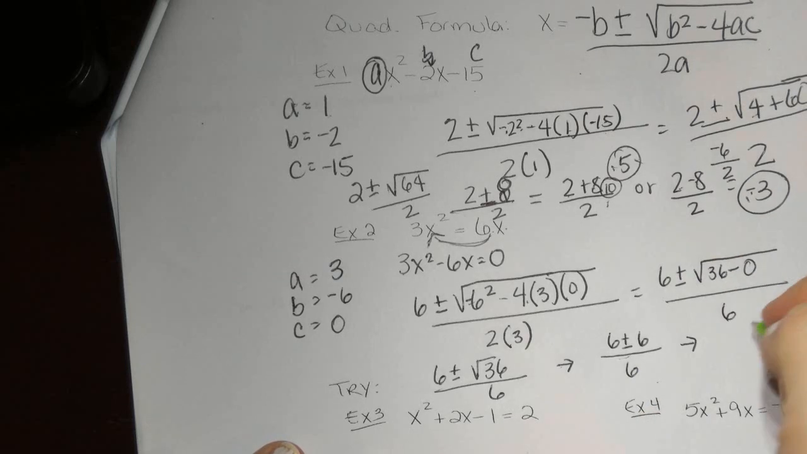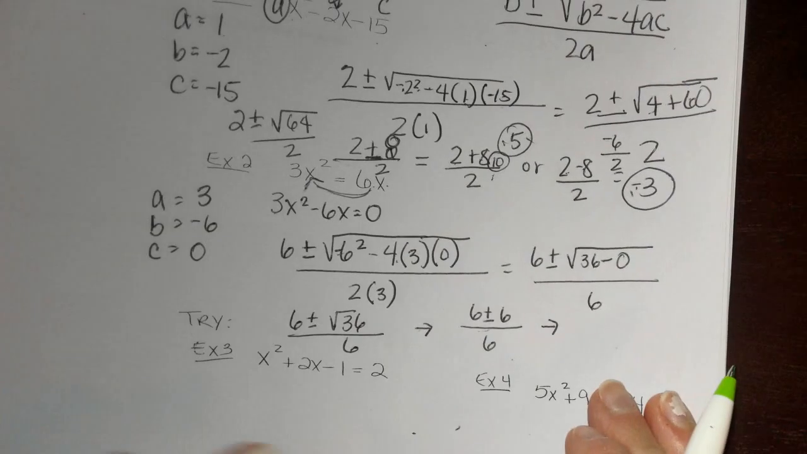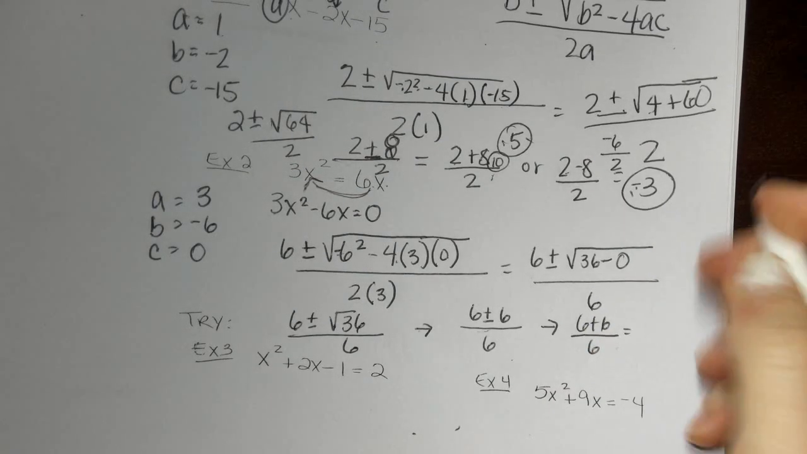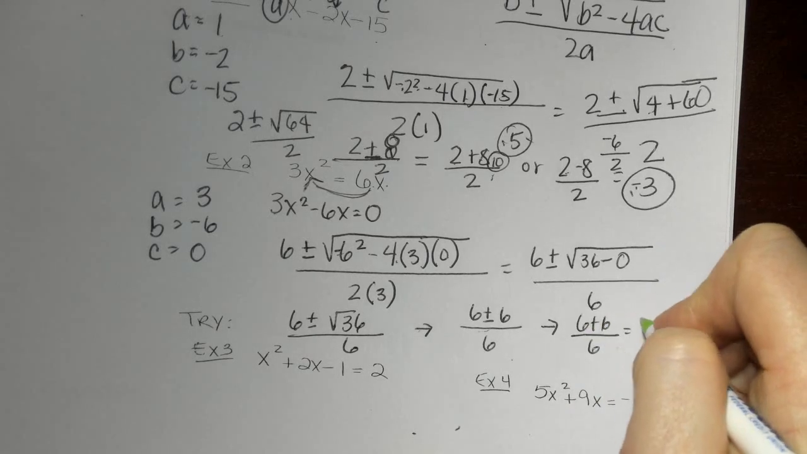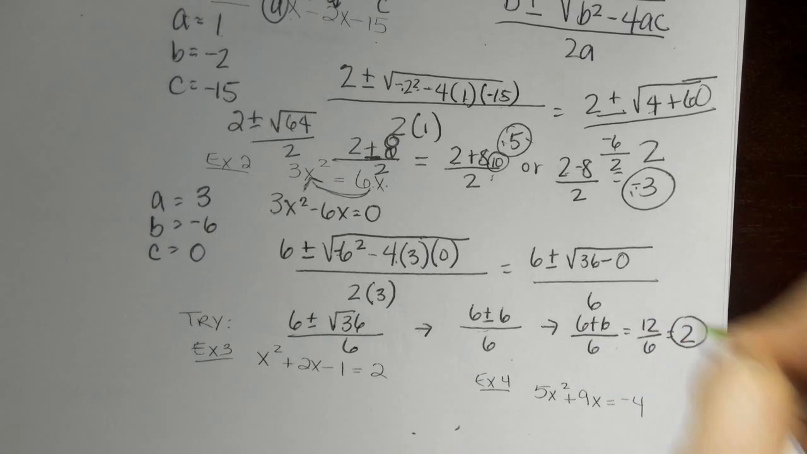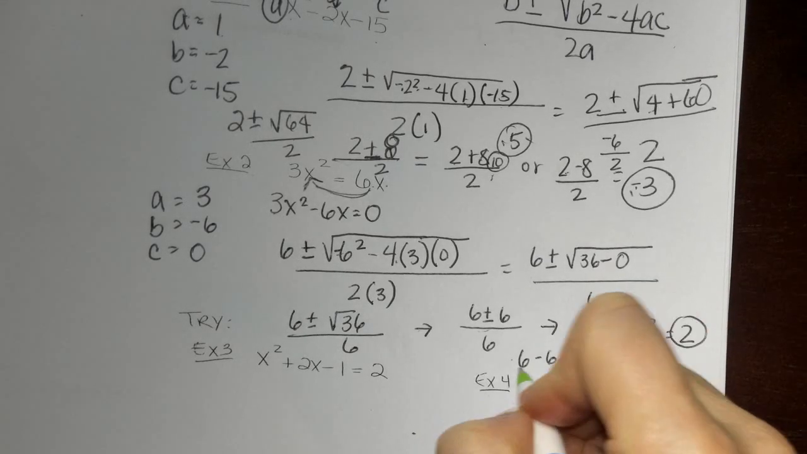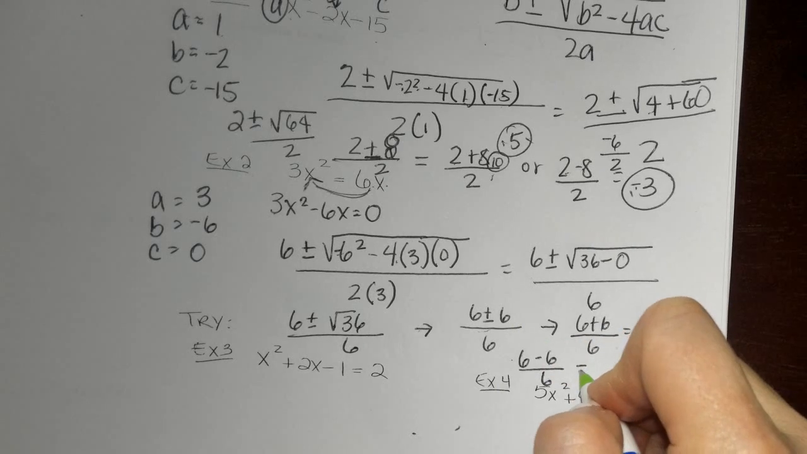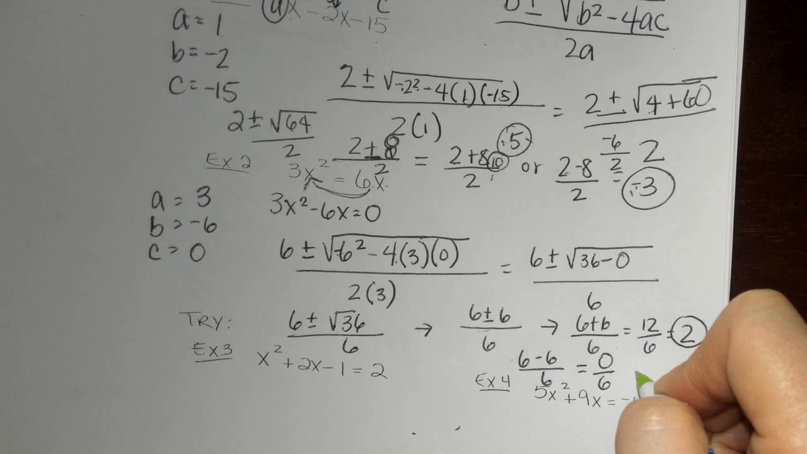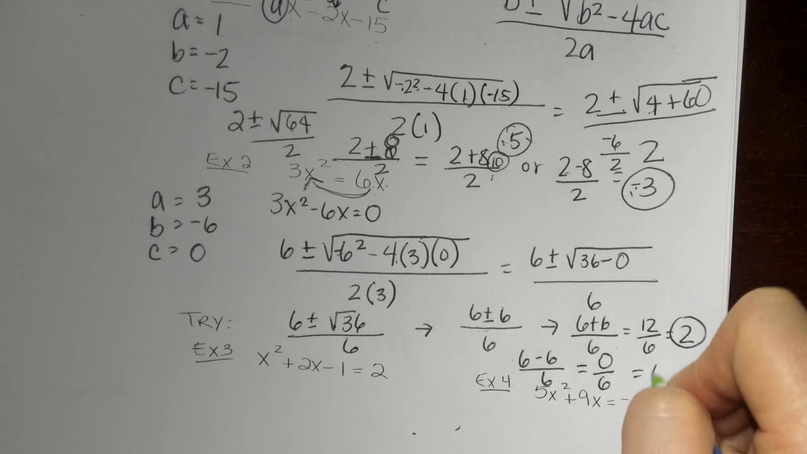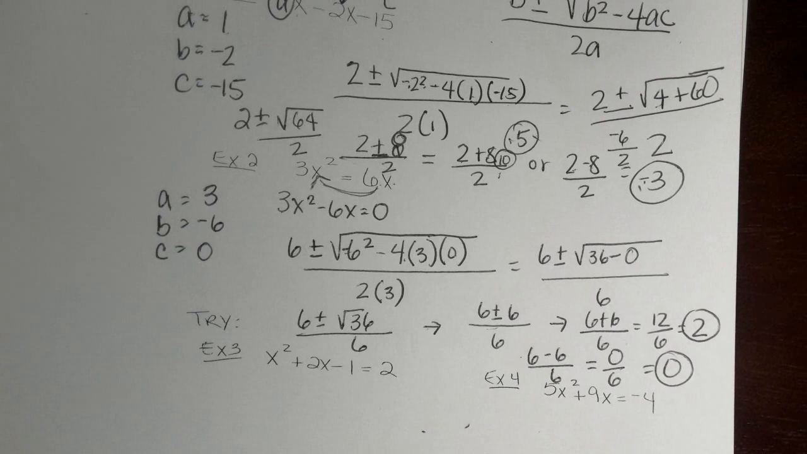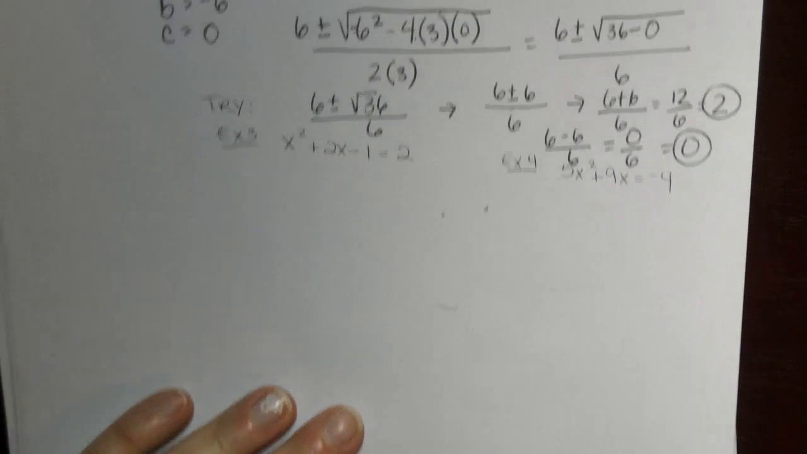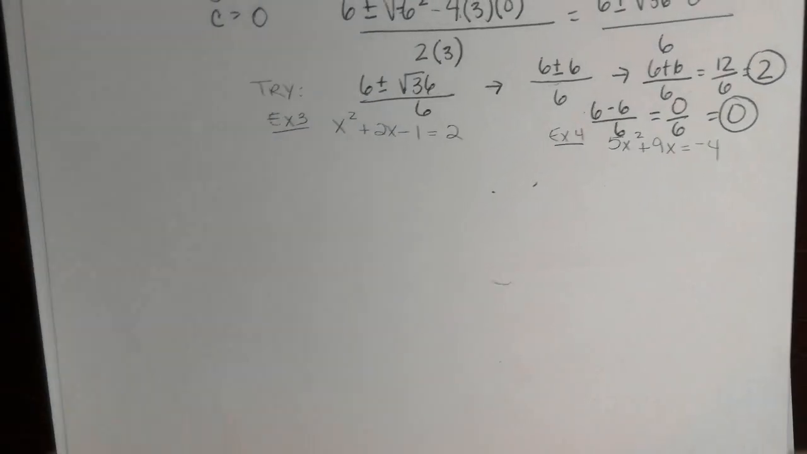And then you break that down and you get 6 plus 6 over 6, which equals 12 divided by 6, which equals 2. And then 6 minus 6 divided by 6, which becomes 0 divided by 6. Zero divided by 6 is 0. Anything divided by 0 is undefined. Sorry. So 2 or 0. Those are your two solutions. I like to circle them. You can box them. Whatever.